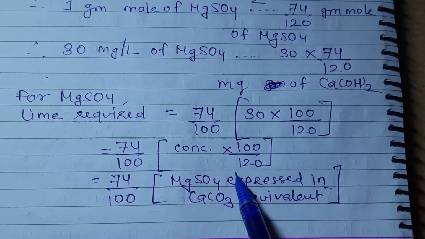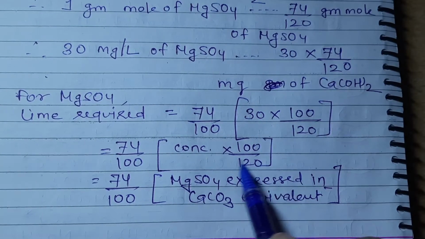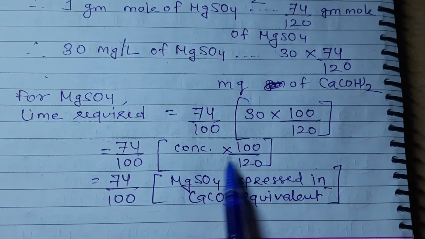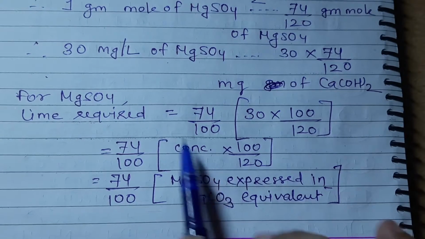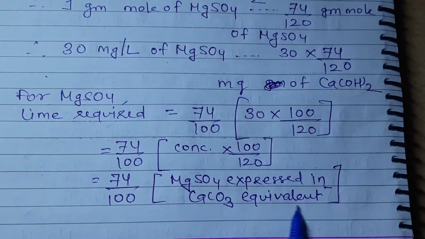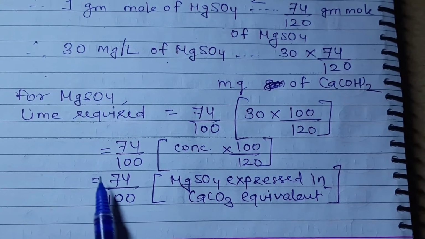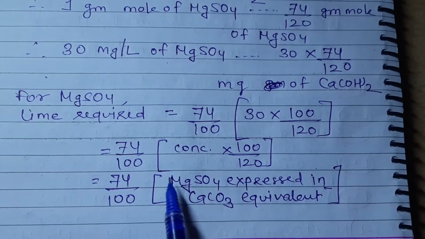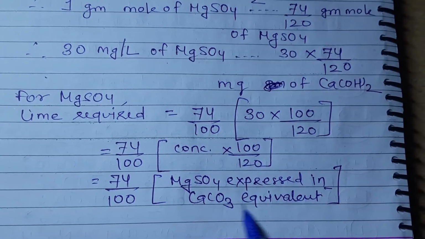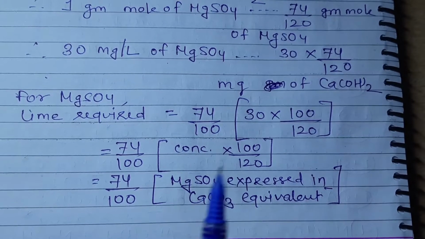Now what is 100 upon 120? We discussed in the earlier lecture that it is the multiplication factor for magnesium sulfate, and when you multiply it with the concentration of magnesium sulfate you will get the calcium carbonate equivalent of magnesium sulfate. So 74 upon 100 into magnesium sulfate expressed in calcium carbonate equivalent is actually one part of the formula.